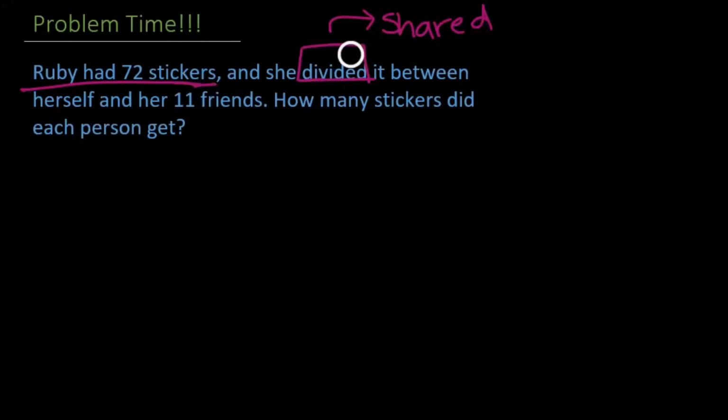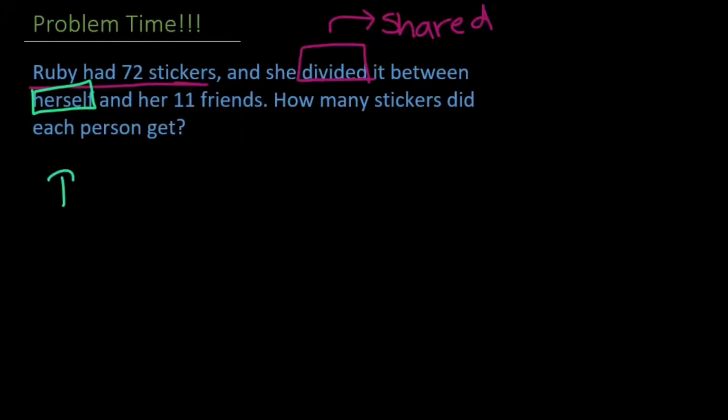So we underline the key word. Okay, let's keep reading. And she divided it between herself and her 11 friends. So another keyword, herself. That's a key word because, oh no, that disappeared. Sorry guys. Okay. So this is a keyword, herself, because we can't forget to add Ruby with her 11 friends as well. If we just divide 72 by 11, we're not going to get the right answer. We have to add Ruby to the 11 friends.